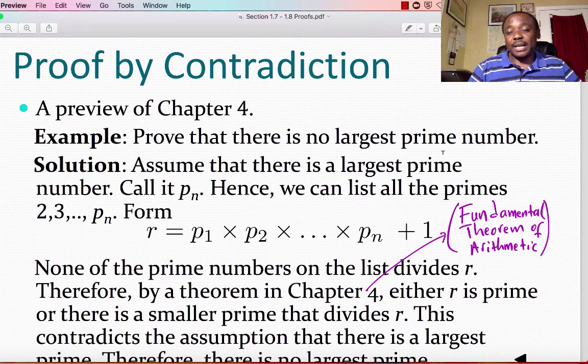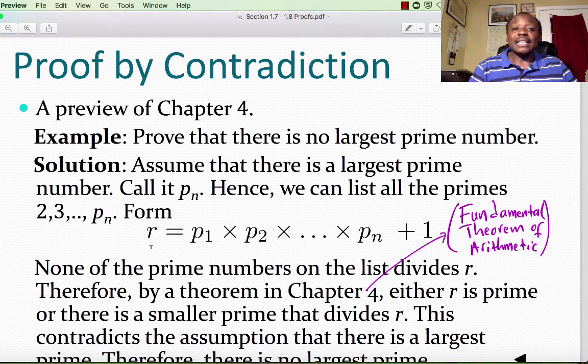In Math 420 abstract algebra, I'll give you a very formal, beautiful proof. But here we're going to be excited with the proof the way it is. That's good enough for this class. So assume on the contrary that there is a largest prime number, and let's call the prime number Pn. Then we can list all the prime numbers from 2 right up to Pn, and that will be 2, 3, 5, 7, and so on, right up to Pn.